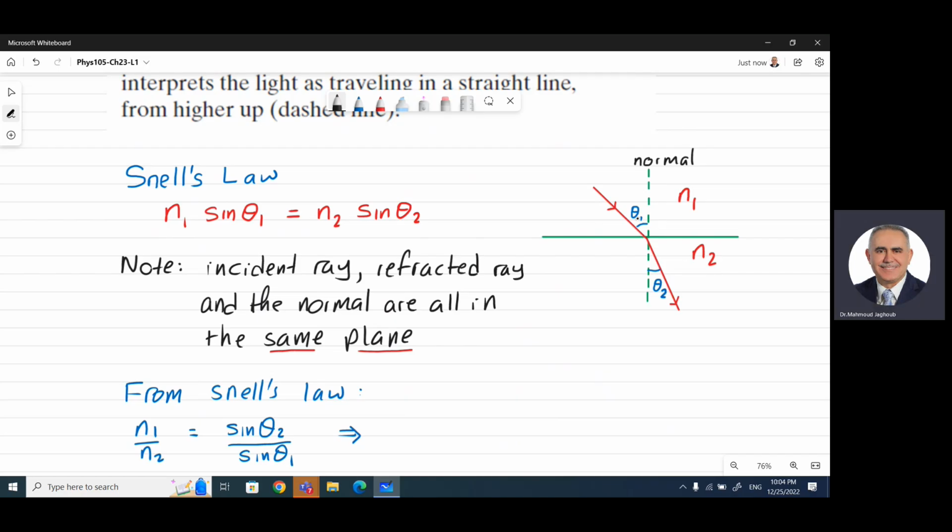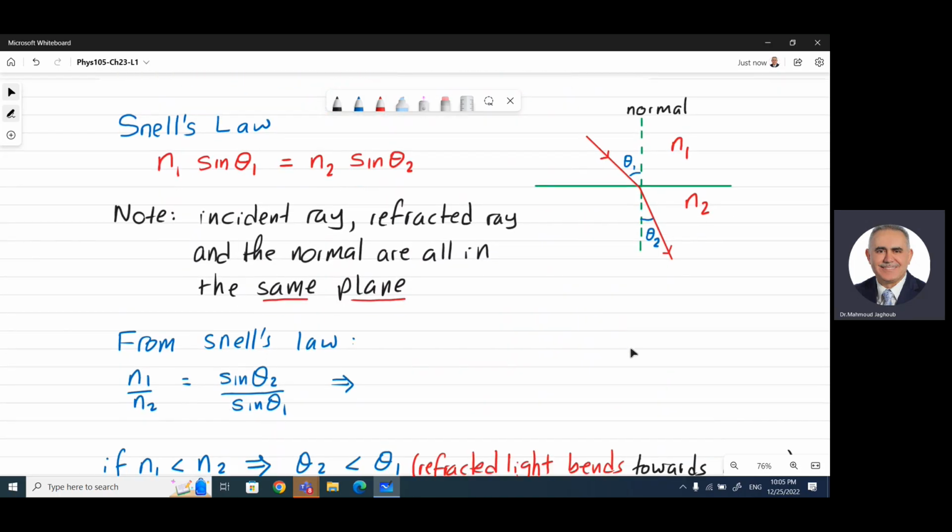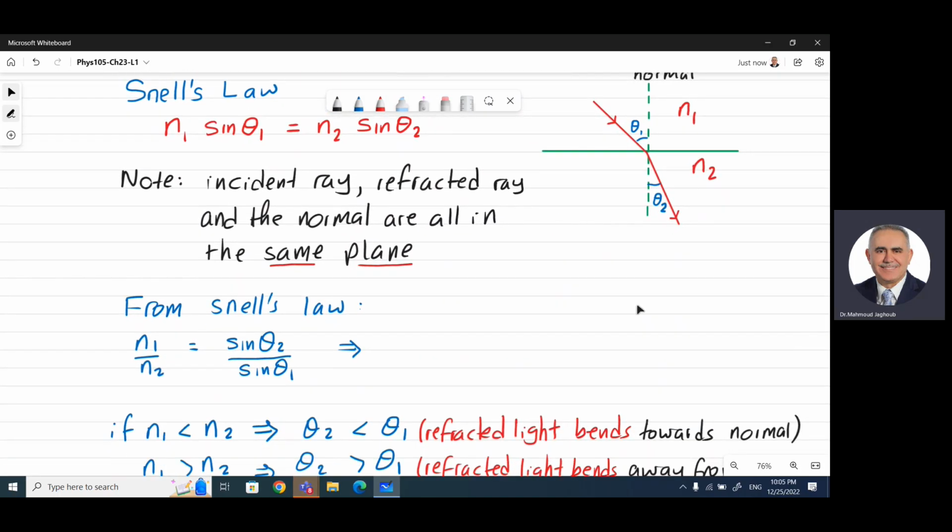So what is the relation between theta 1 and theta 2, N1 and N2? This relation is given by what we call Snell's law, which says that N1 sine theta 1 equals N2 sine theta 2. And the incident ray, refracted ray, and the normal all fall in the same plane. This is N1 sine theta 1 equals N2 sine theta 2. This is what we call Snell's law.